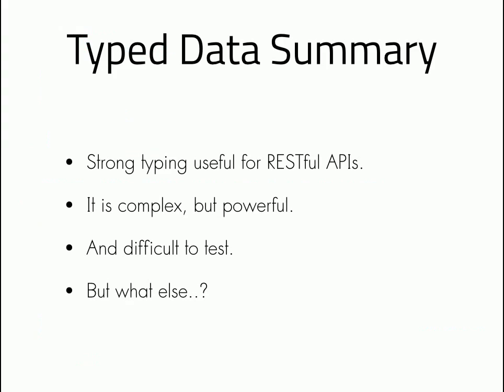So in summary, type data I think is very useful, and its strong typing is useful for RESTful APIs, whether it's accounting, educational APIs, Twitter, Facebook. I think that this is something that is going to be of use to us for custom modules and development, like what I'm doing. A lot of the normalization stuff is done for you if you use entities. It's complex, as we've seen, but it is still powerful. It's difficult to test.